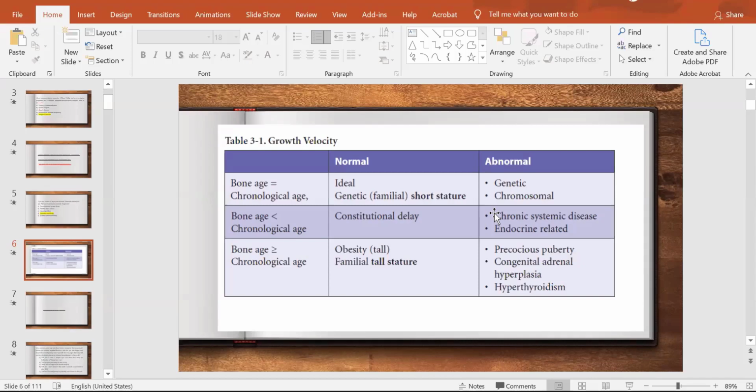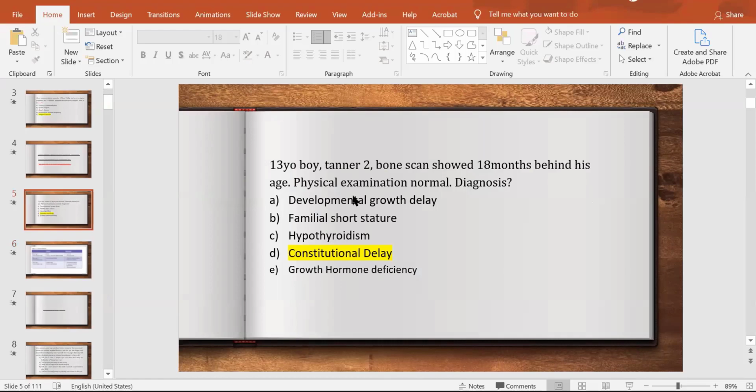It's very unlikely, who asked Dr. Meherin, it's very unlikely that they will give you growth hormone deficiency in these sort of cases. Because growth hormone deficiency is normally they cannot give you in a, just give me a second.